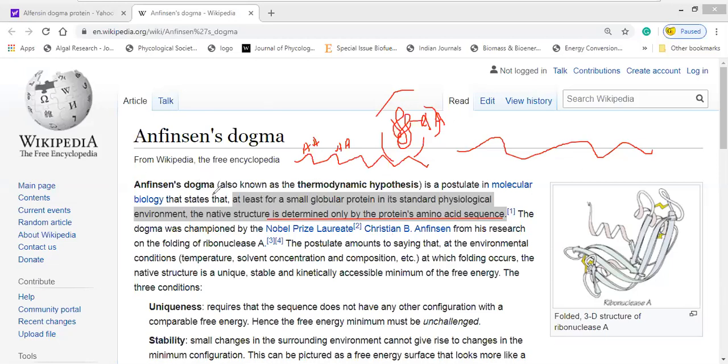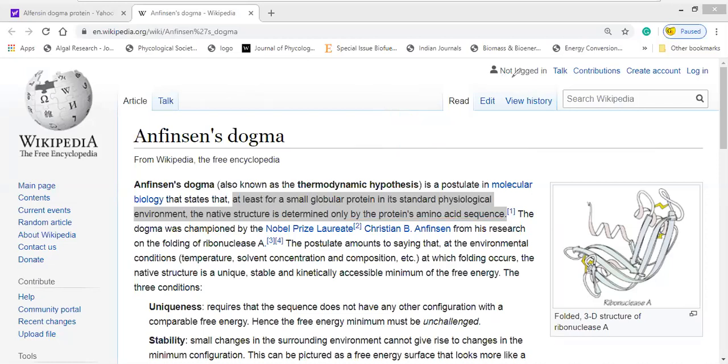Now after this information provided about Christian Anfinsen, there is another question which was asked in the CSIR NET entrance examination of 2019, where it was asked how the proteins are going to alter their conformation, how protein folding takes place, and what is referred to as the molten globule state of protein. Okay, so that's a completely new topic that we would be talking about.